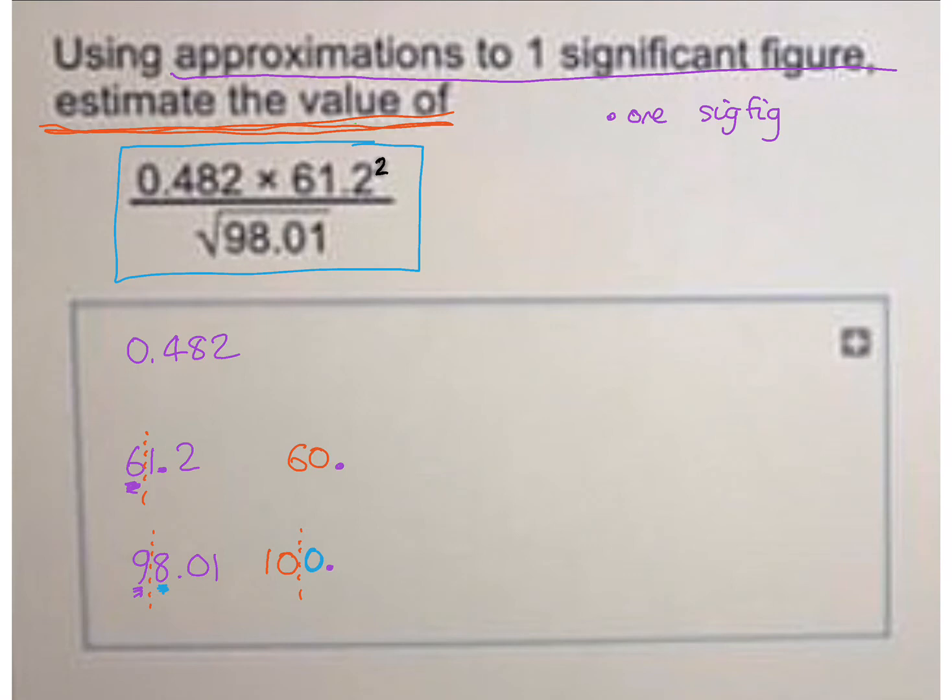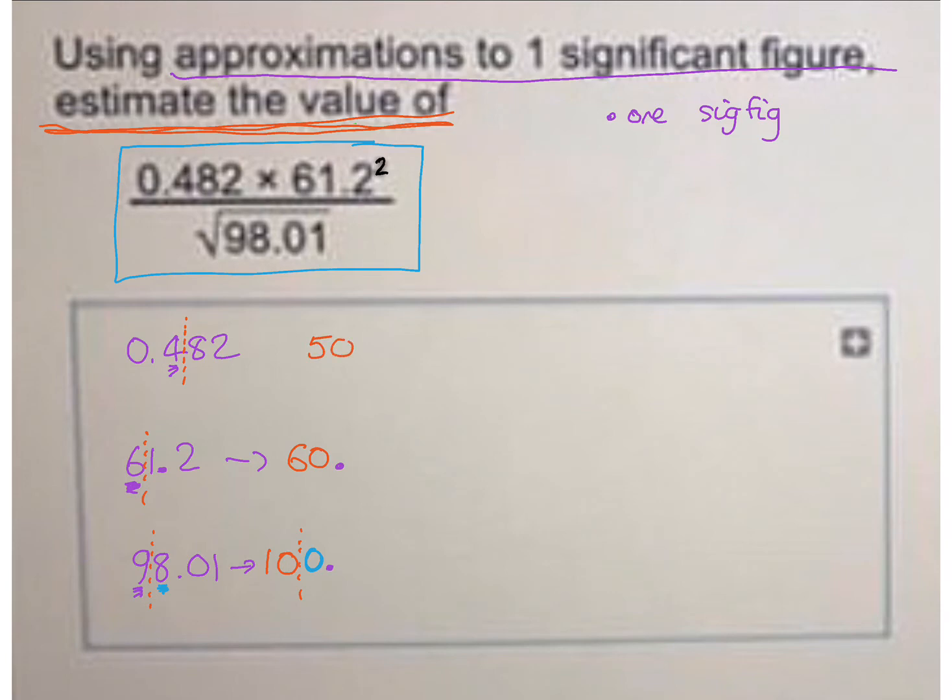That gives us 100. And lastly, we have 0.482. Now this one, the 0 is not the first significant figure. You're looking for the first digit that's not a 0. So the 4 here, the 4/10, is going to be our first significant figure. Therefore, we do the rounding between it and the 8. So that 4 followed by an 8 is going to leave us with a 5 followed by a 0.